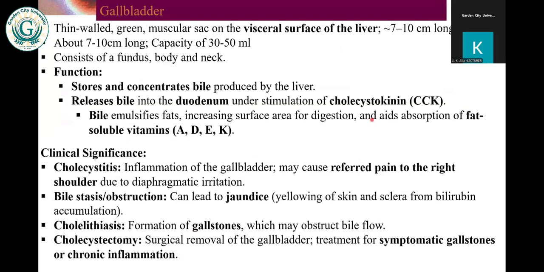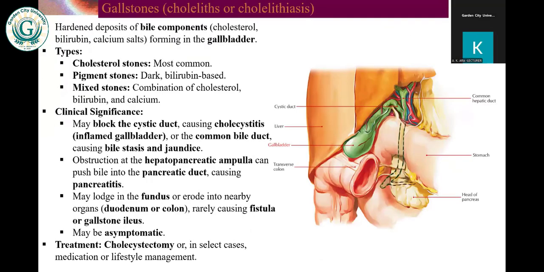Then the gallbladder. We have already explained that the gallbladder is located at the visceral surface of the liver. There's a fundus, there's a body and a neck. So this is a gallbladder. There's a fundus of the gallbladder, a body of the gallbladder, a neck of the gallbladder. And the gallbladder has a cystic duct.